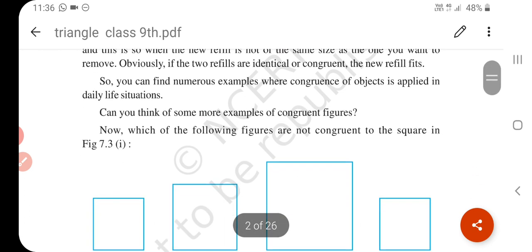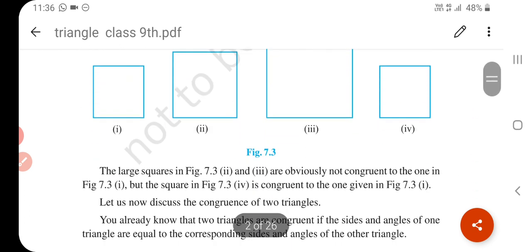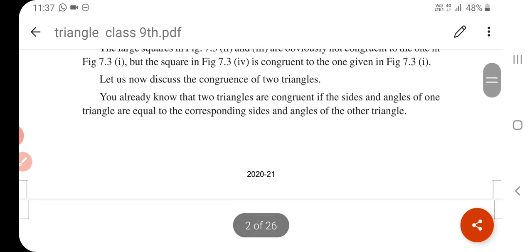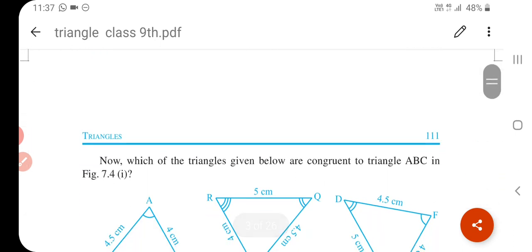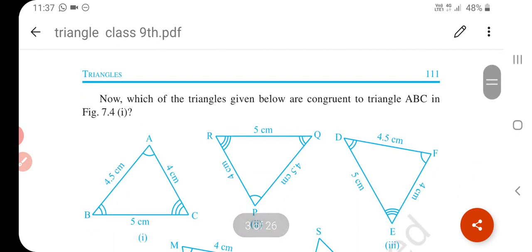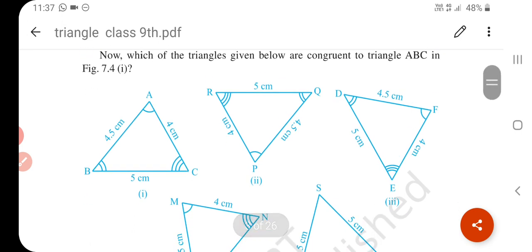So in this type you have to see whether the two figures are congruent or not. In 7th and 8th standard we learned how to see the congruency of figures. Now if we talk about congruence of triangles, two triangles are called congruent if and only if they have exactly the same shape and the same size.